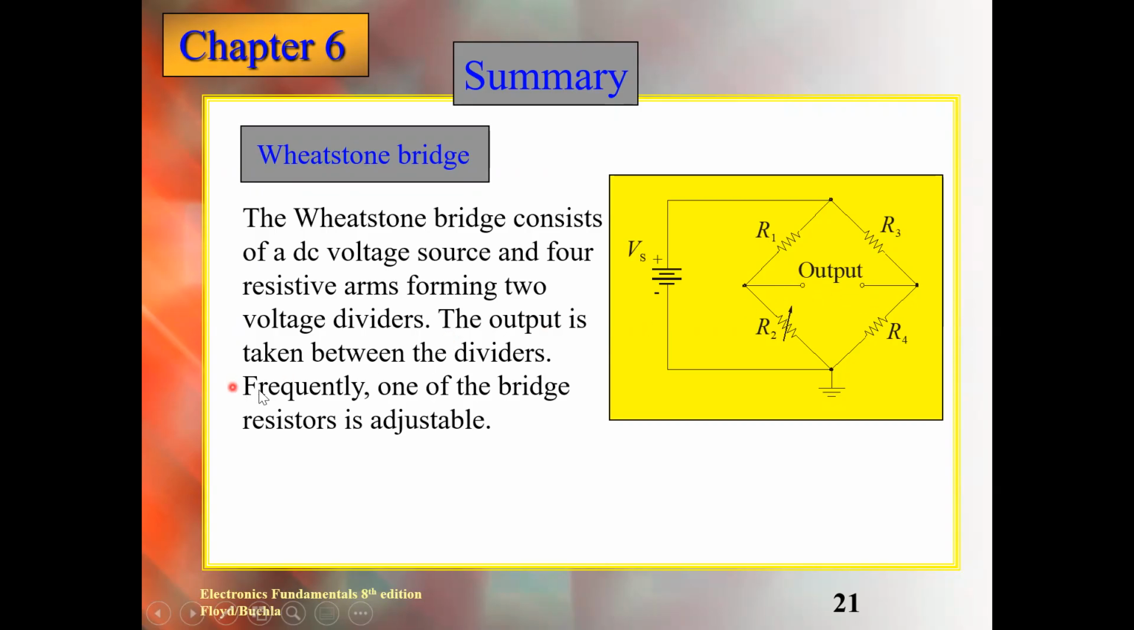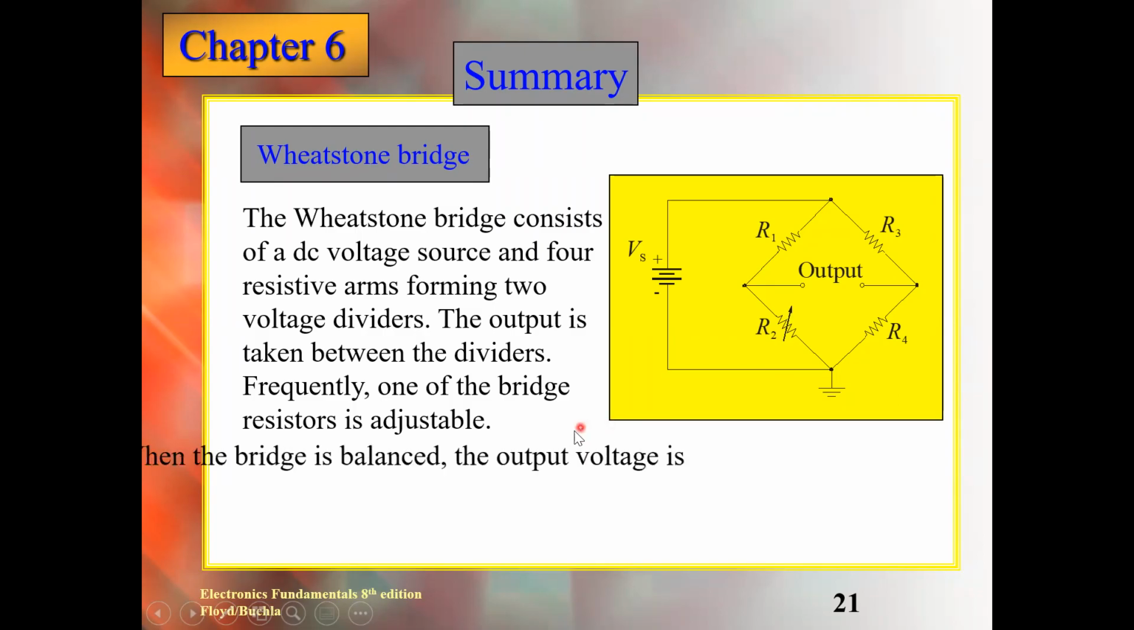Frequently one of the bridge resistors is adjustable. You can see this resistance, there is an arrow. It is a variable resistance. So we can vary this one, and by varying this one, the output voltage will also vary. So this one resistance is variable. 3 are basically fixed resistances.